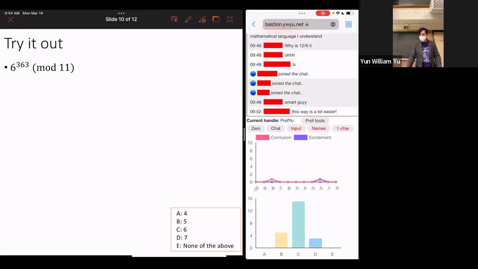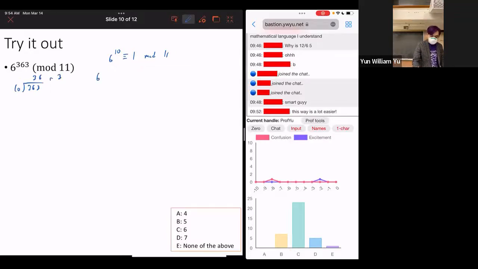Okay, I'm getting a couple of different answers. So let's try solving this together. So notice that we're working in mod 11. So what that means is that we know 6 to the 10 is equivalent to 1 mod 11, right? So if 6 to the 10 is equivalent to 1 mod 11, then every group of 6 to the 10, you can just reduce out as a 1. So what's 363 divided by 10? Well, that's pretty easy. That's going to get you 36 remainder 3, right?